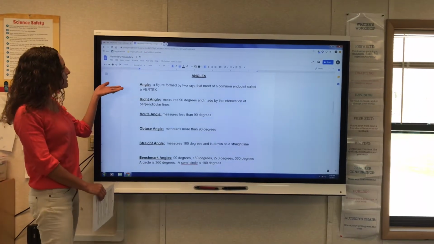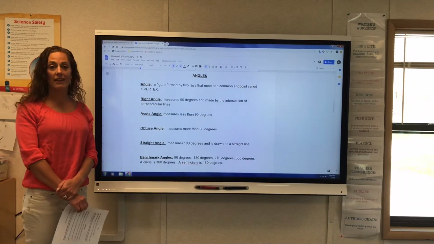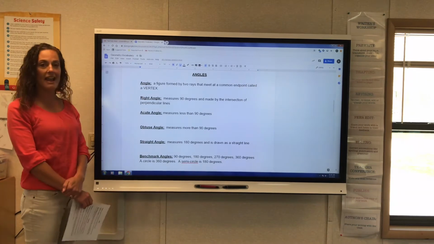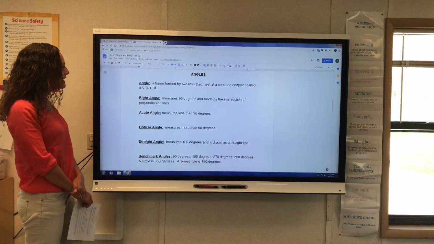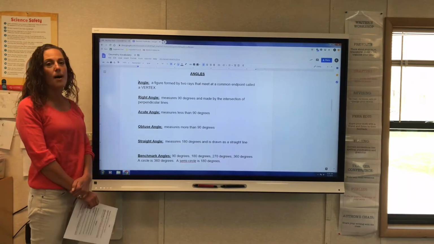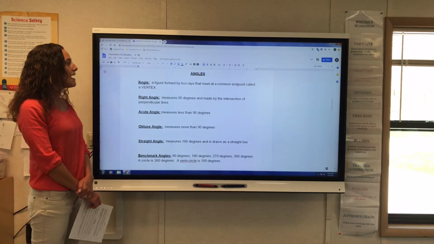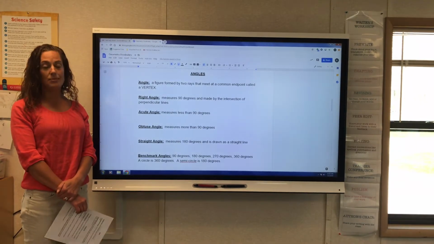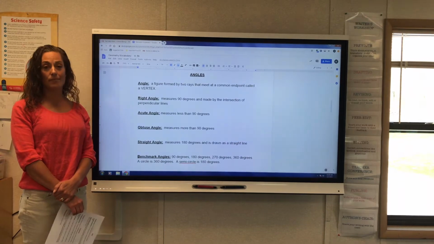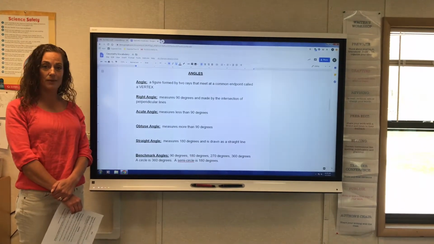So the first word that we have, this is all about angles, by the way. So the first word is angle. The definition of an angle is a figure formed by two rays that meet at a common endpoint. And this endpoint has a name. It's called a vertex, okay?